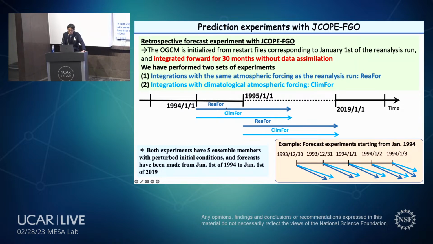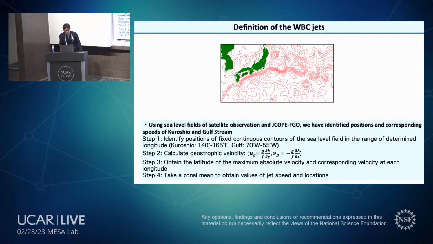for each year. So it results in a very large computational cost, but we have done this with our supercomputer facility of JAMSTEC. Okay, this is kind of a technical slide, but this explains how we define the western boundary current jet. This shows the example for the Kuroshio Extension jet.